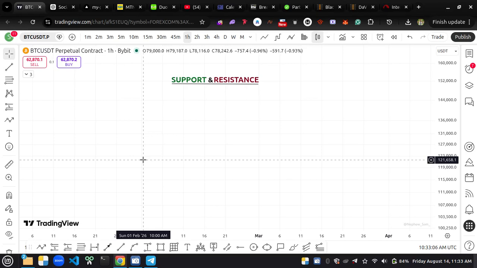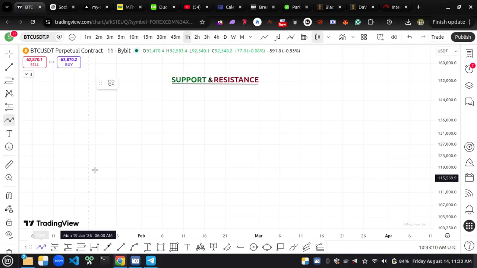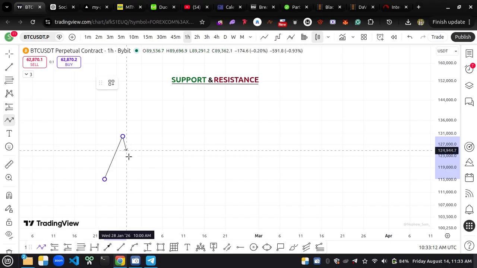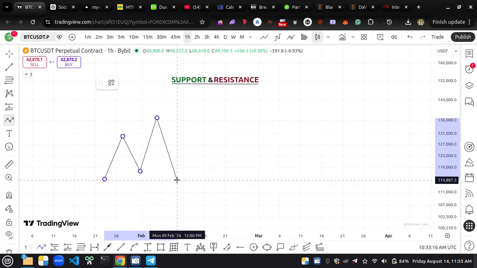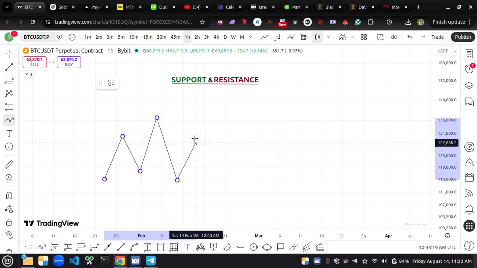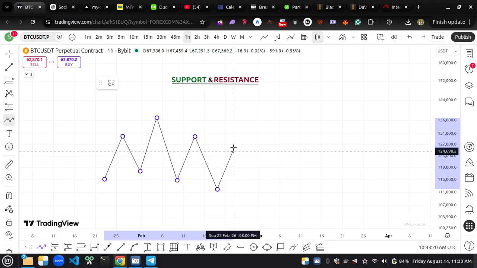So in today's lesson we are going to be discussing support and resistance. And from our previous video on market structure, we saw how the market moves in different ways, in higher highs, higher lows, lower highs and lower lows. And so the market is never static, right?